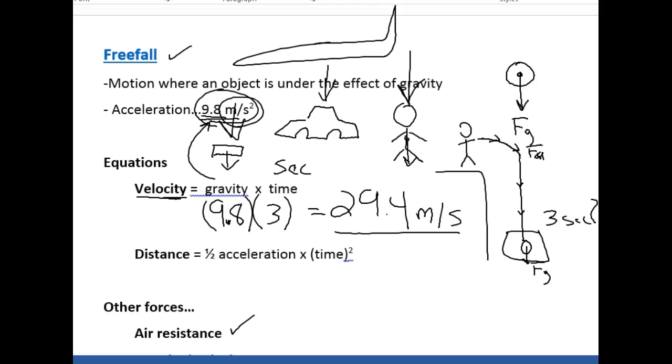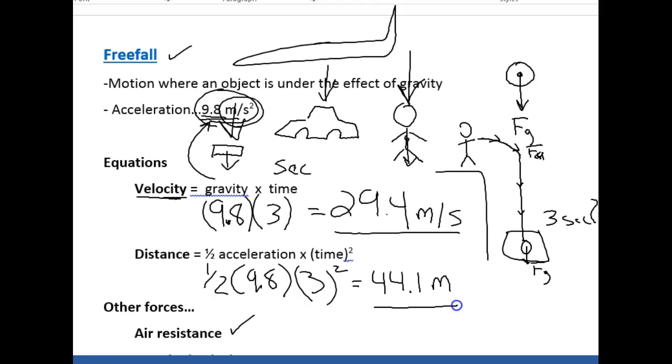Then we have distance. So if we did that, we go 1/2 times 9.8 times the time, 3 seconds, which we can square. So let's do it. 0.5 times 9.8 times 9. And that will give us 44.1 meters. Okay? Which is kind of cool because the free fall is just based on the acceleration due to gravity and how long. And we can then figure out the distance, 44.1 meters.